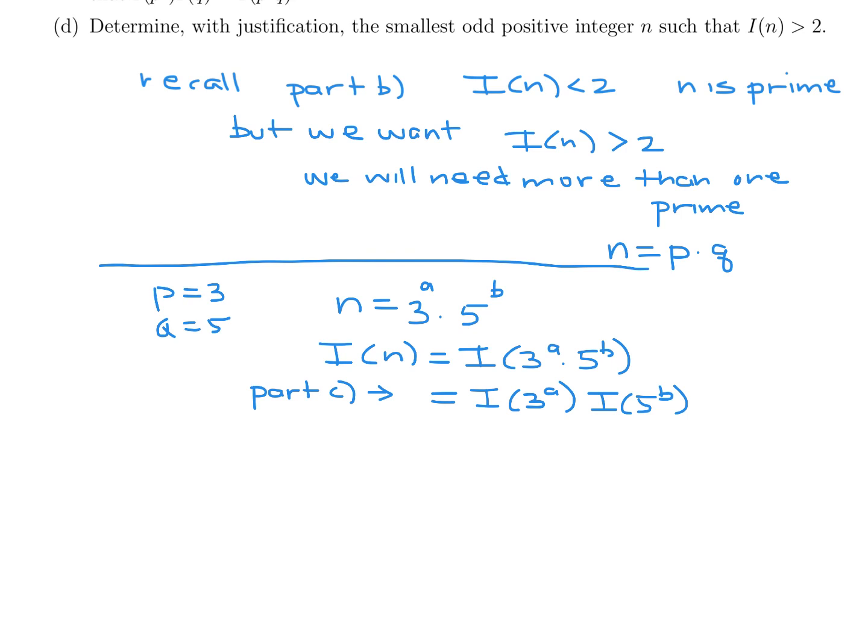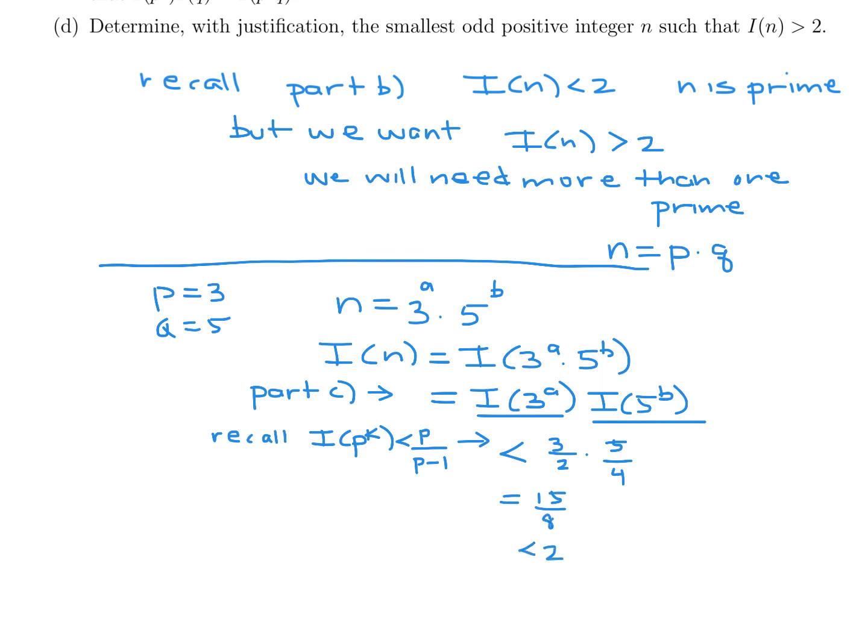And also, if you remember, we already proved that anytime you have I of p to the k, it's less than p over p minus 1. You guys remember that? That was from a previous part also. So these two guys basically would mean less than p over p minus 1. So 3 over 2 times 5 over 4, and that is equal to 15 over 8, which is less than 2.